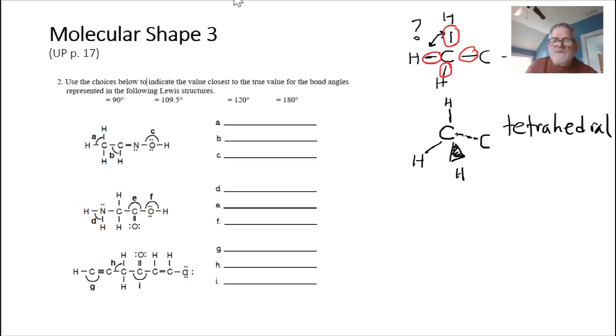And the angle between the ligands, as we call these outer atoms, is 109.5 degrees. So the angle for A is 109.5 degrees.